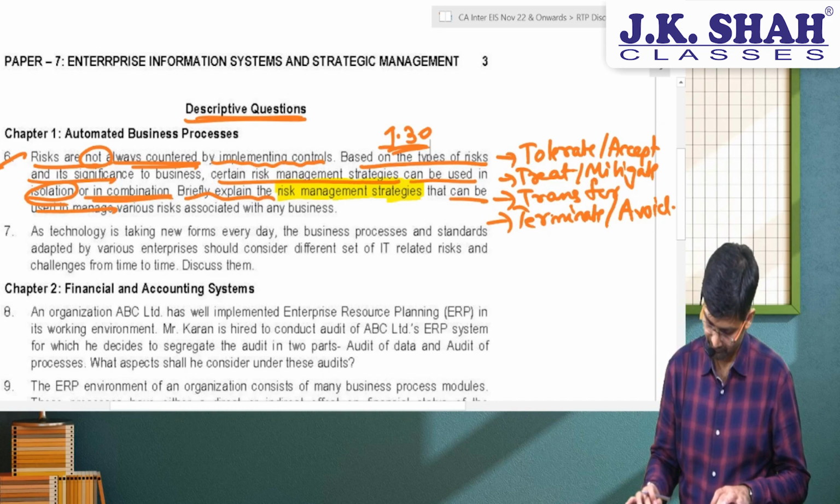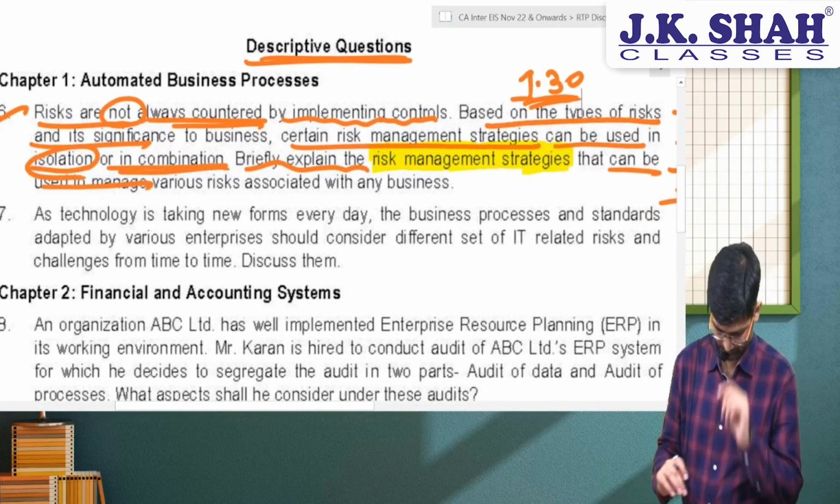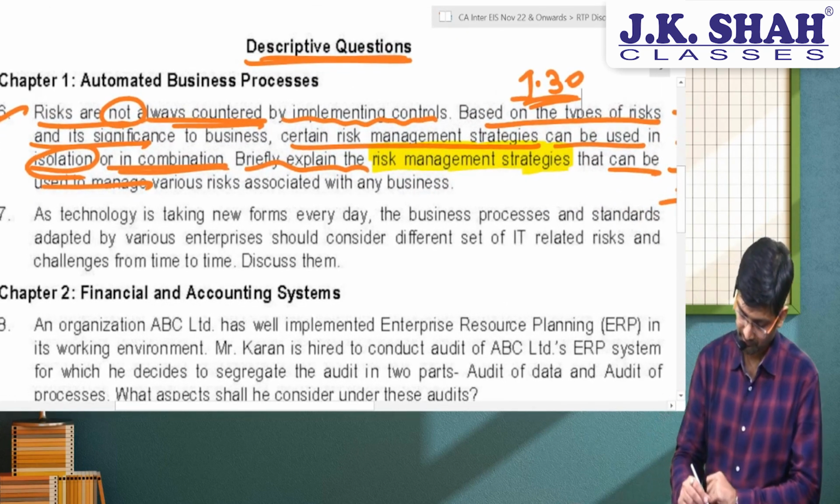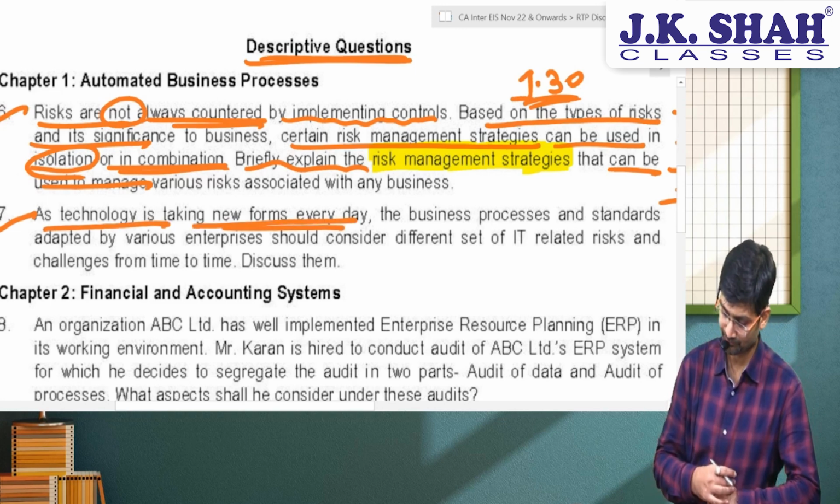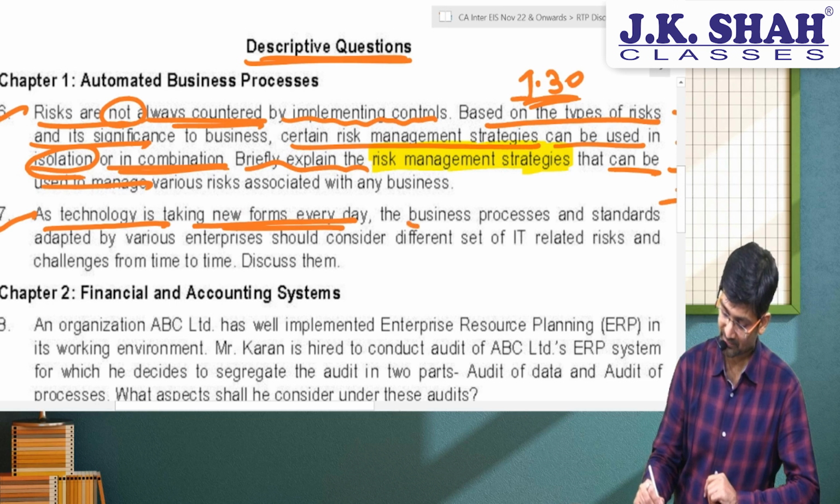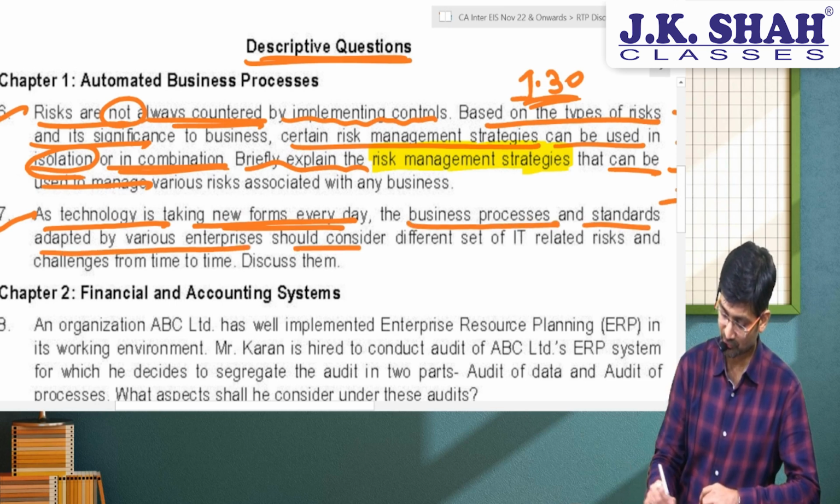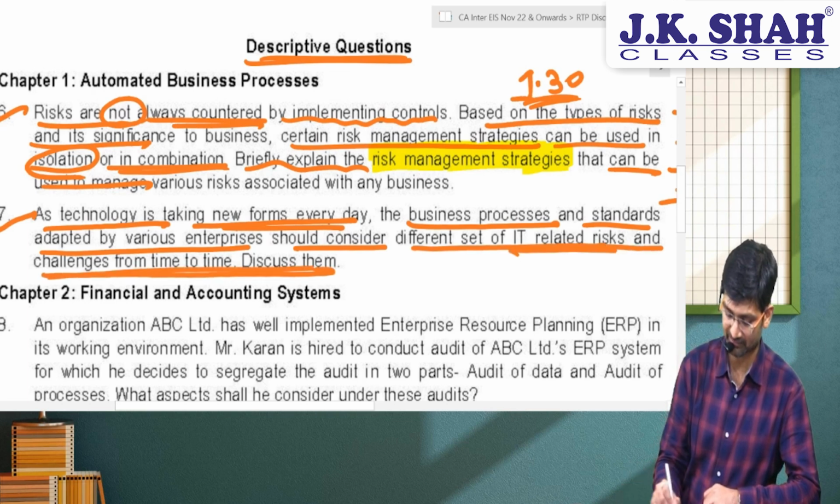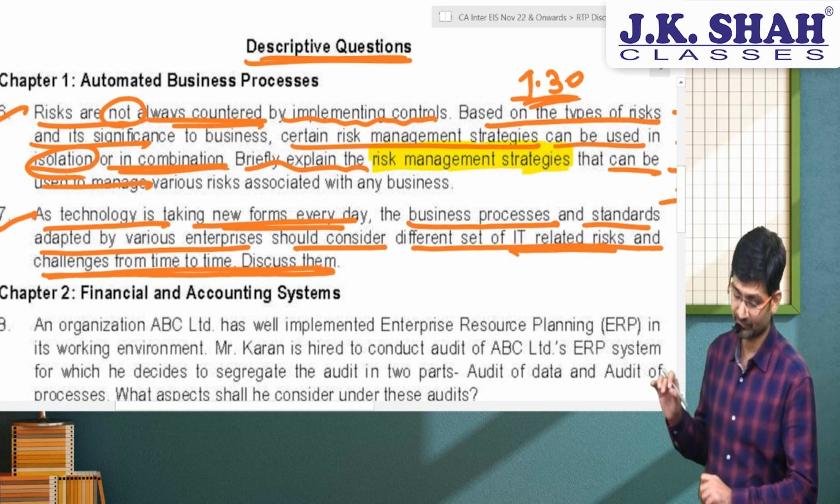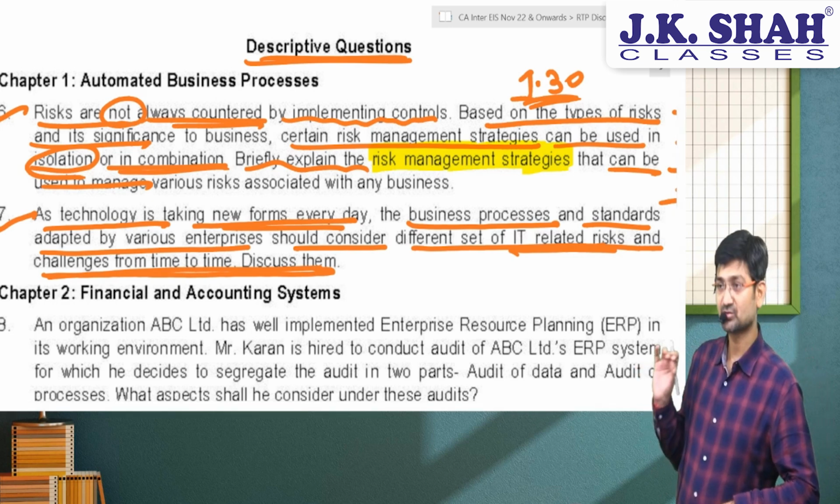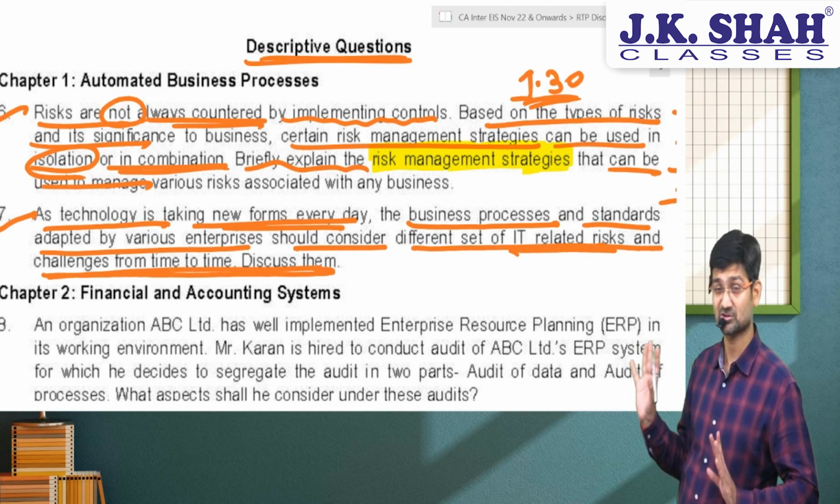Next, as technology is taking new forms every day, the processes and standards adopted by various enterprises should consider different sets of IT related risks and challenges from time to time. Discuss them. IT related risk from time to time. Okay, so this is talking about IT related risks, chapter 1.